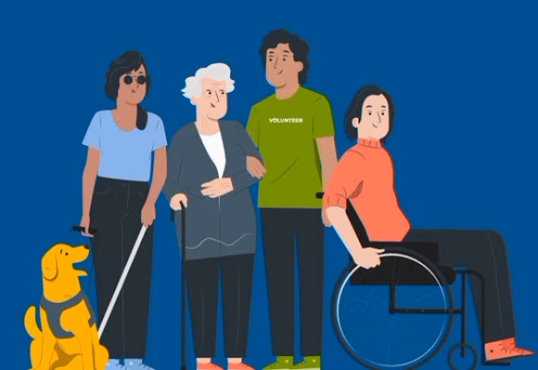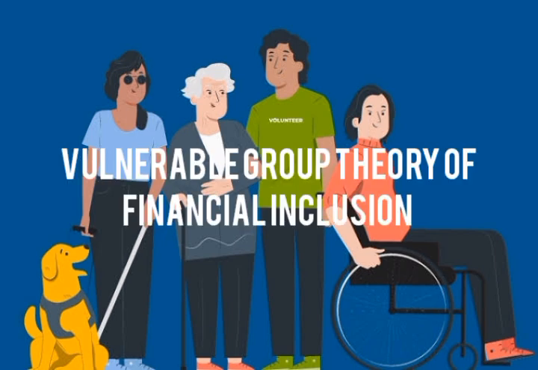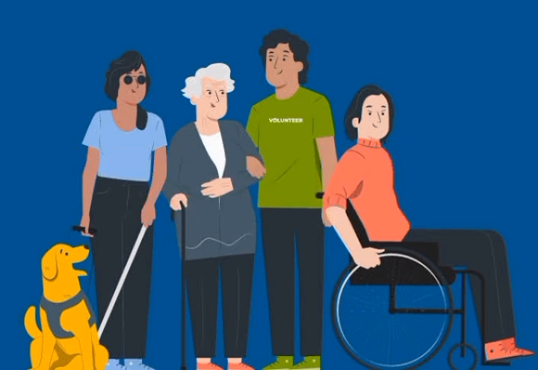The theory was proposed by Peterson Ozili, and the theory argues that a lot of people cannot access financial services because they are vulnerable. In other words, there are factors that people experience that make them vulnerable. It could be poverty, it could be low income, it could be that they are very far away from a financial institution, and it could actually be their age, it could be their gender, it could be many factors.